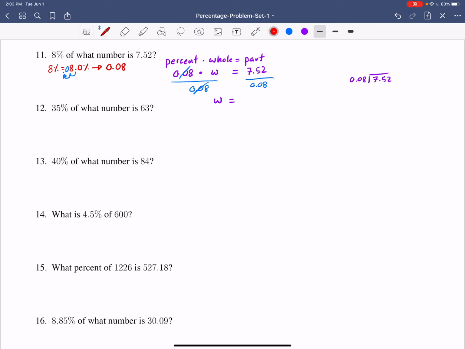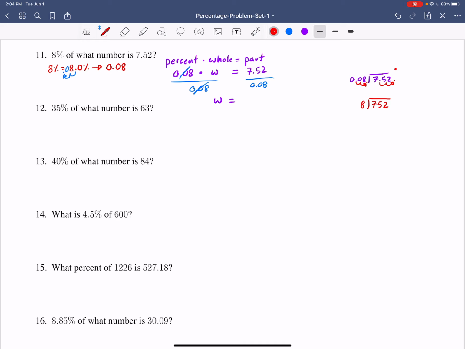Now, I chose this problem specifically so we could review dividing numbers with decimals. So you cannot divide with a number that has a decimal. So before we divide, we need to move this decimal all the way to the right. But if we move this decimal to the right, we have to move the other decimal to the right the same number of places. So this problem now is actually the same as 8 dividing 752.